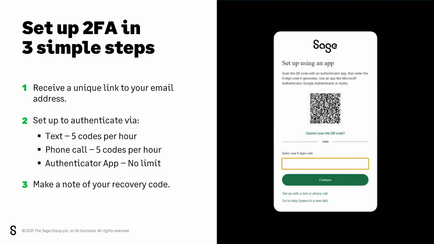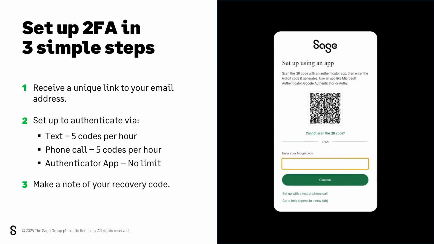When you come to set up two-factor authentication, like I say, we've got a guide, or if you log into your Sage account, you may be prompted when you log in on there. When you click the prompt to set it up, it's then going to send a unique link to your email address. You'll then click that link and then it'll take you to the setup process.